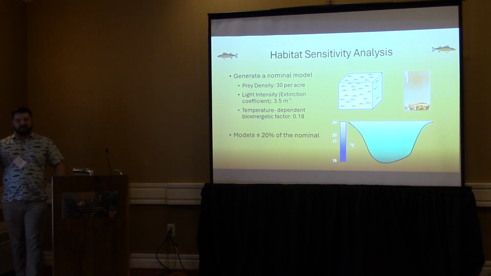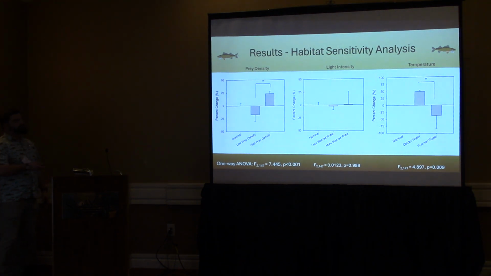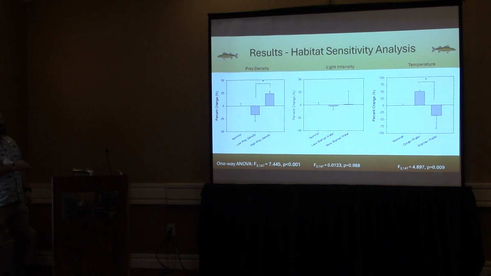With the habitat sensitivity analysis, we take each individual factor and change it by plus or minus 20% to see how that individual factor will ultimately influence the variable we're looking at, i.e. growth for us. With our results, on the y-axis we have our percent change, and on the x-axis we have our nominal, as well as our low and high characteristics for each individual factor, including prey density, light intensity, and temperature.